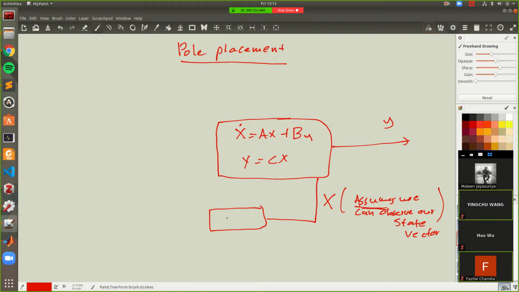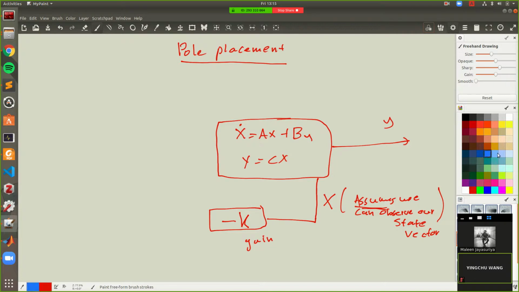So what we do is we multiply it by a gain matrix. We multiply this into this, right? And what we do then is minus K. Let me write that properly. Minus K, right? Why is it negative, by the way? So this is called negative feedback, right?